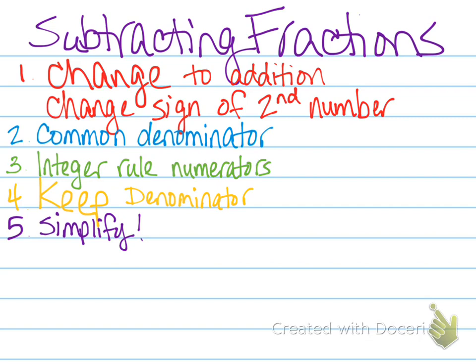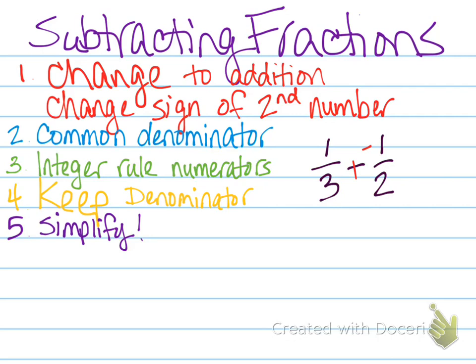Okay? So here's our example question before we go on break. If I have 1/3 minus 1/2. What was the first thing I was supposed to do? Change it to addition. And then change the sign of the second fraction. Yes. So now it's 1/3 plus negative 1/2.